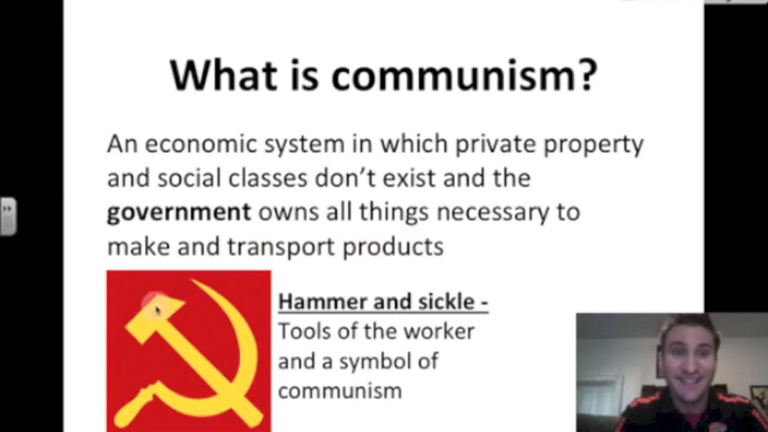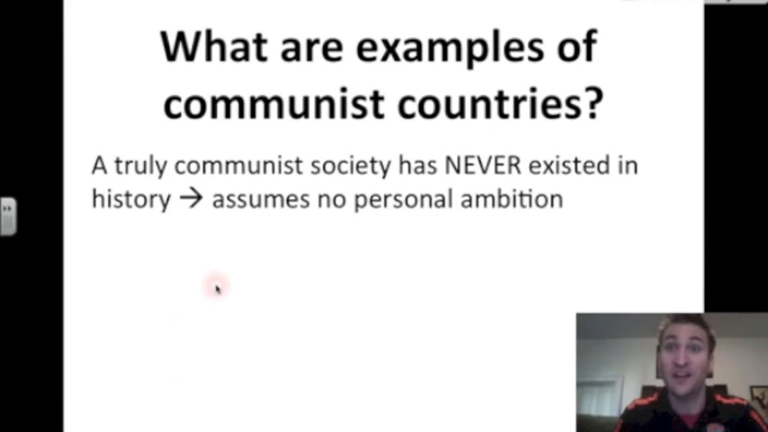And this is the symbol of communism. Here is the hammer, and this tool is called a sickle. Both of these are tools of the worker, and they're a symbol of communism. What are examples of communist countries? We need to make this clear.